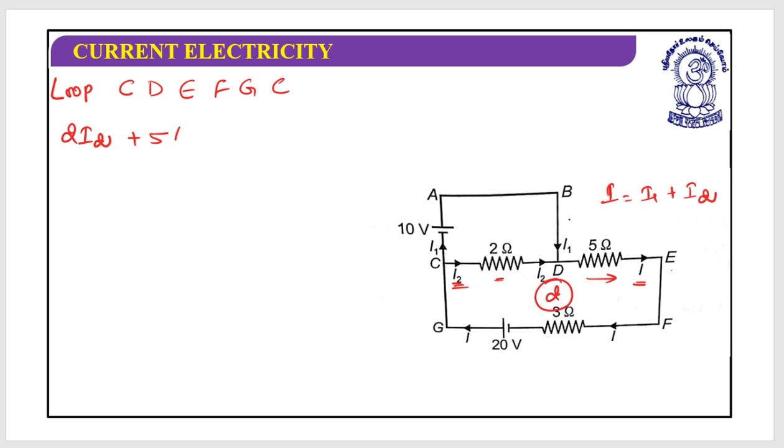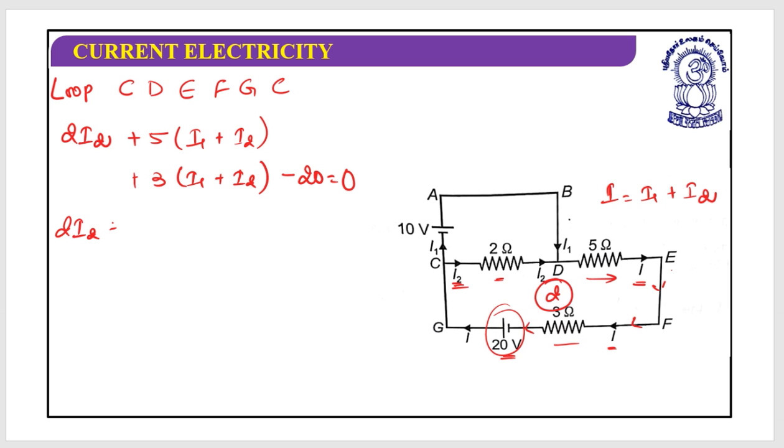So we are going to write plus 5(I1 + I2). Then from E to F, nothing to be written. From here, it's an I that has been moving through 3 ohm, plus 3(I1 + I2). Then it's a minus of 20 because you stuck with the negative terminal of the battery, and that should be equal to 0. So this can be written as 2I2 plus 5I1 plus 3I1, which is 8I1, plus 5I2 plus 3I2, which is 8I2, equals to 20.